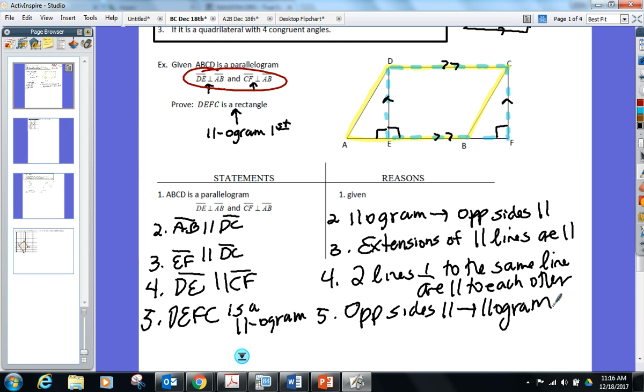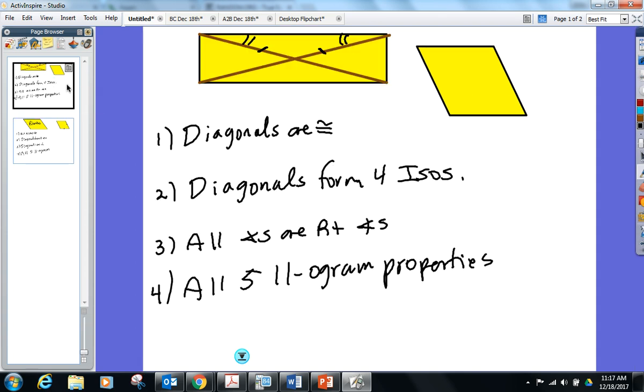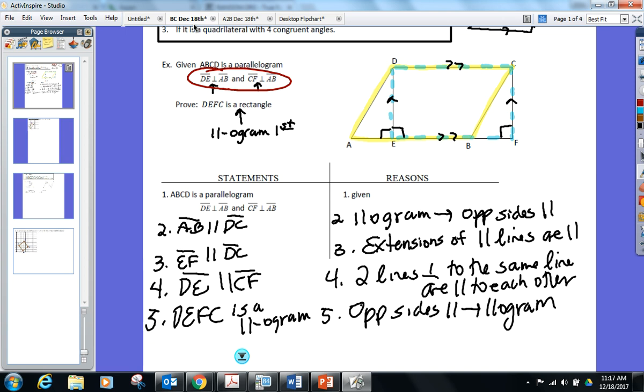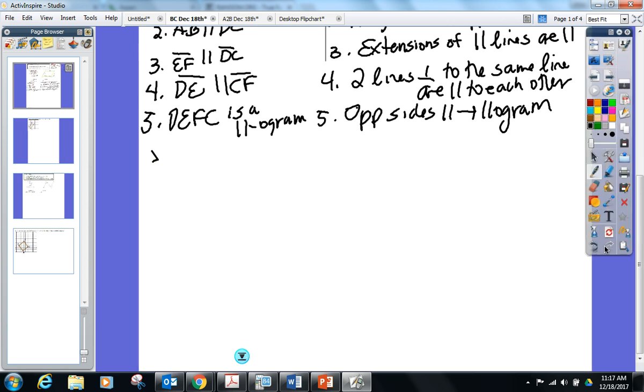How do I make it into a rectangle? What did you tell me at the beginning of class today? If you're a parallelogram, how do you make yourself into a rectangle? Show you have one right angle. Well, let's go back. Does this parallelogram have one right angle? Yes, but I told you it does. We've talked about it, but have I put it in my proof that it's got a right angle? Nope.